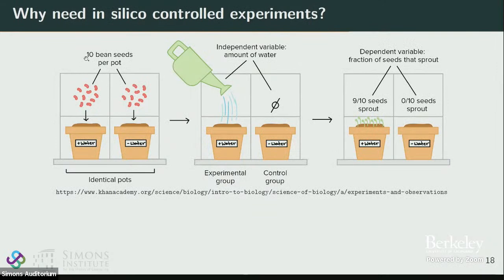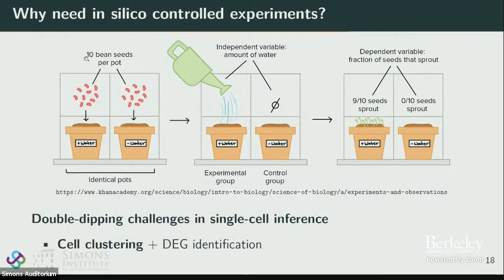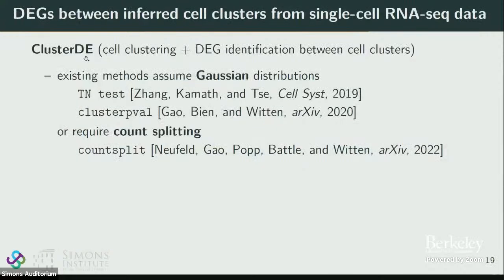So lastly, I want to say, why do we need in silico controlled experiments? This is from the Khan Academy website. So we know that in a real biological experiment, we need a negative control so we can really evaluate our experimental outcome. However, in single cell inference problems, it's very tricky because we have a pipeline that will analyze the same data more than once. This is called double dipping. For example, we would often cluster cells first and then identify differentially expressed genes, DEGs, between cell types.